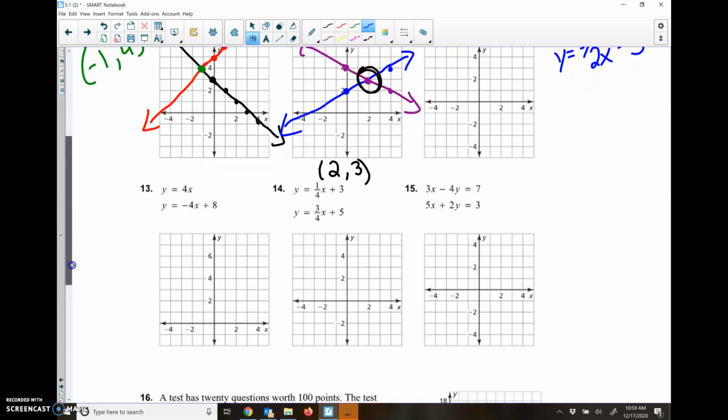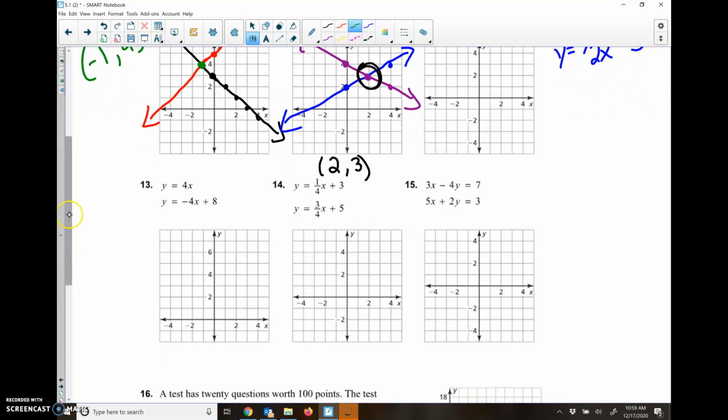Let's look at another one of these that has a fraction in there. Okay. So like number 14. I'll do this in green, this one in red. So 1/4 x plus 3. So start up 3, and then up 1 over 4. Draw again as straight as line as I can.